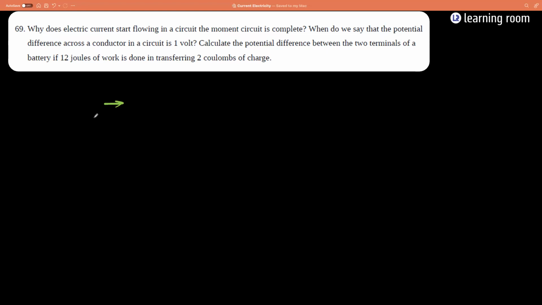Second, when do we say that the potential difference across a conductor in a circuit is 1 volt? When 1 joule of work is done to move 1 coulomb of charge. Very good. Calculate the potential difference between the two terminals of a battery if 12 joules of work is done in transferring 2 coulombs of charge. NCERT in-text question. 6 volts, sir. Well, V will be equal to W divided by Q. So it is going to be 6 volt. That's it.